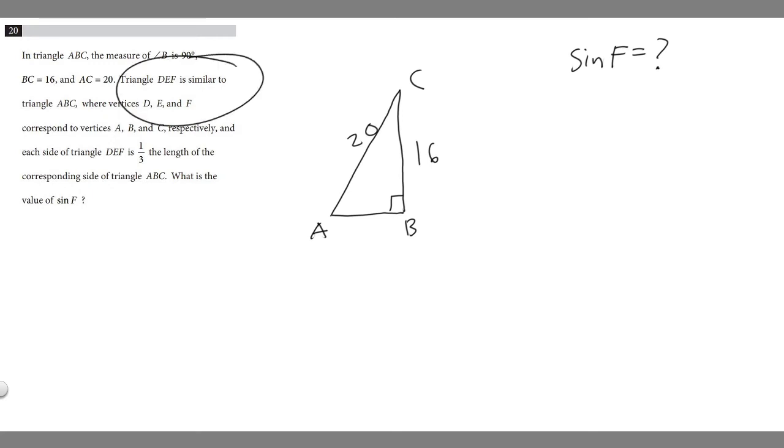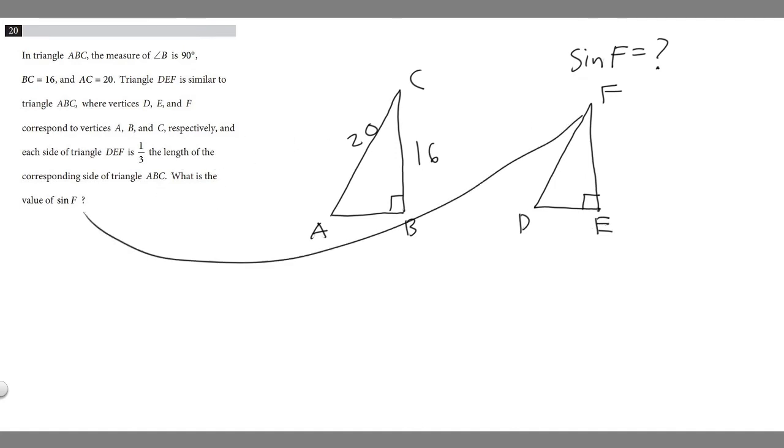So what we have here is another triangle DEF, which is similar, but it's 1/3 the length. This isn't going to be to scale, but I'll just draw another triangle. It's going to have the same angles, except the lengths change. So D corresponds to A, E corresponds to B, and F corresponds to C. So D, E, F, and this is going to be our triangle. And what we want to do is find sine F. So we're going to have to find the lengths of the sides of this triangle. But before we do that, we need to find the lengths of this triangle because we know that they correspond.